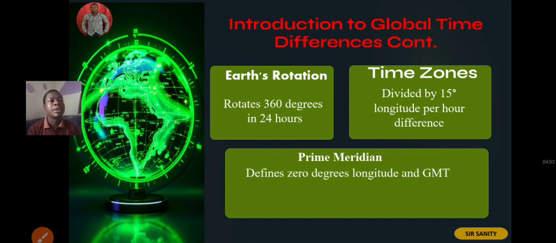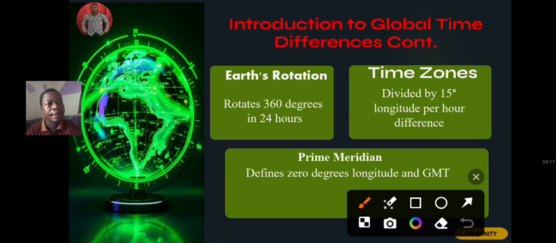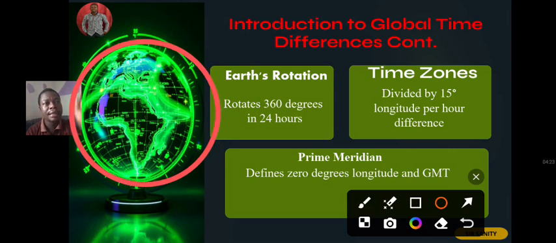Now, touching on global time difference, as I said, the Earth's rotation takes 360 degrees in every 24 hours. See, this is our globe. You see the globe here. As I said, it takes 360 degrees for this globe to rotate itself. So for every 24 hours, the Earth makes one complete rotation, which is 360 degrees.